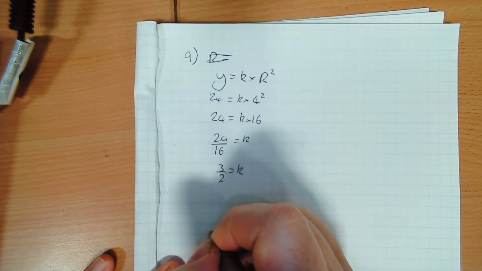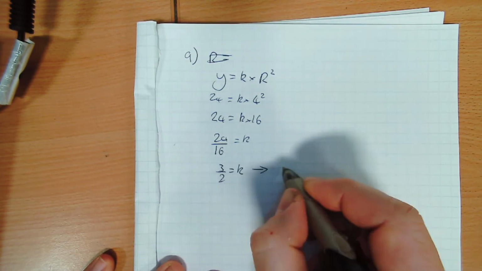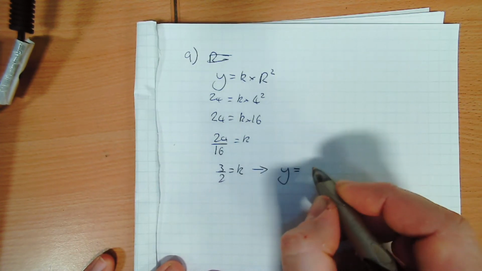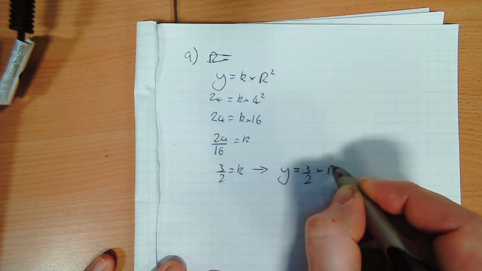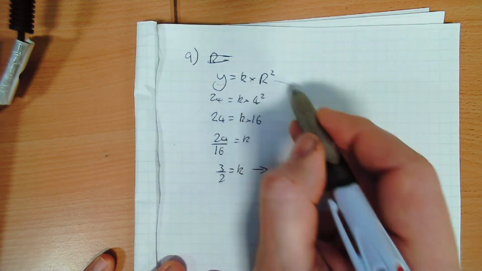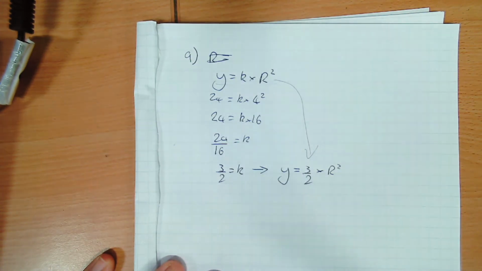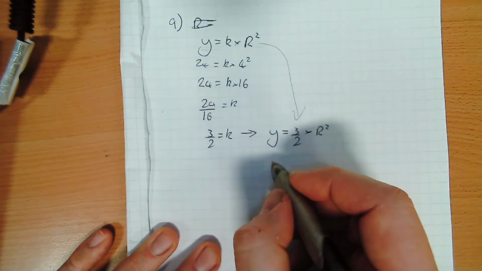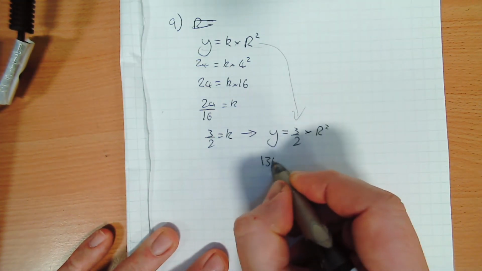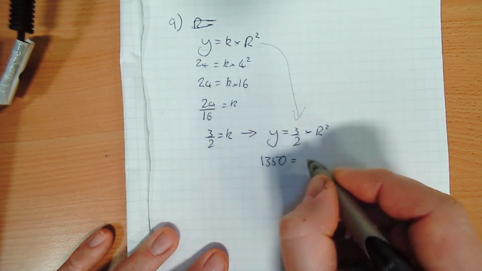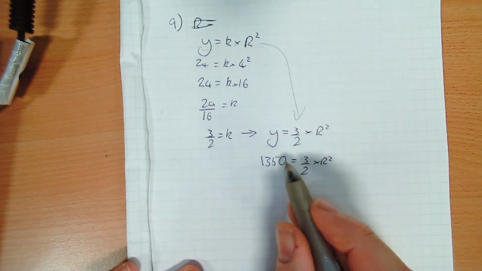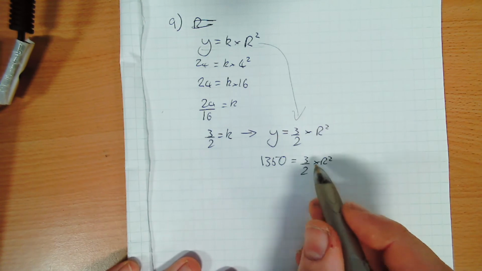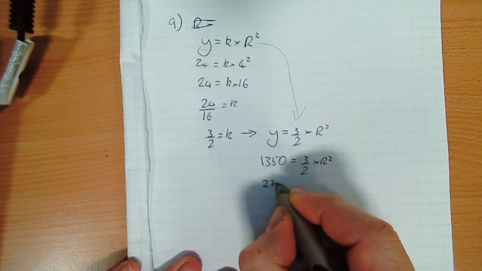Work out the value of r when y equals 1350. So first of all, let's write out that y is 3 over 2 times by r squared. That came from my first equation, working out k. And I want to work out the value of r when y is 1350. So let's substitute for y. Double both sides, 2700 divided by 3.